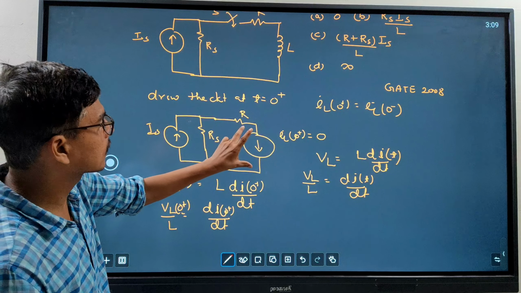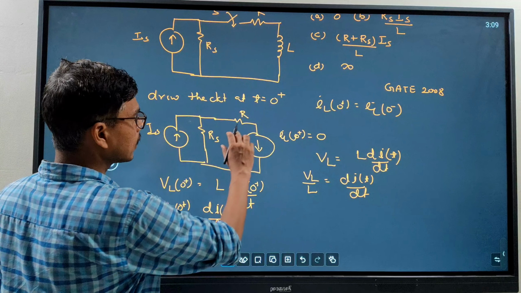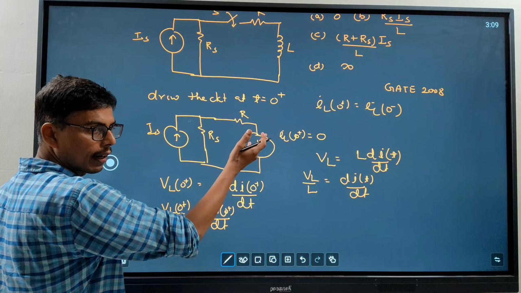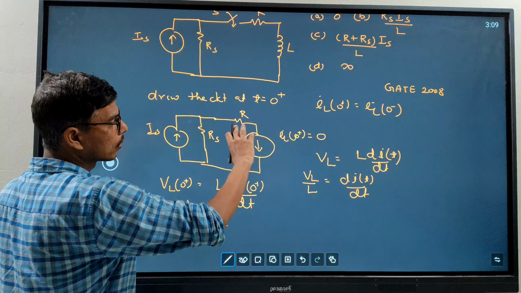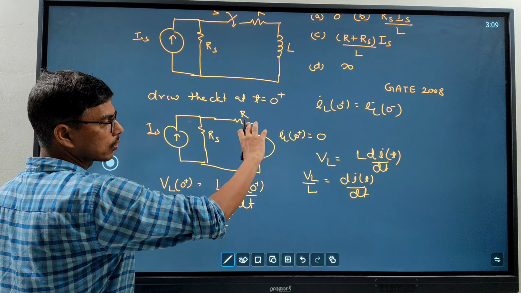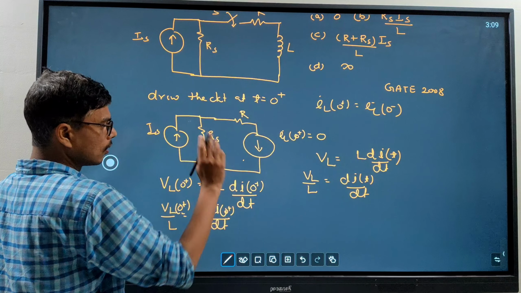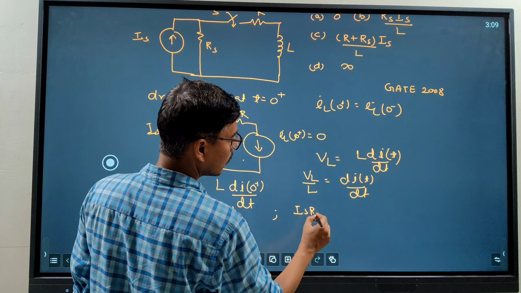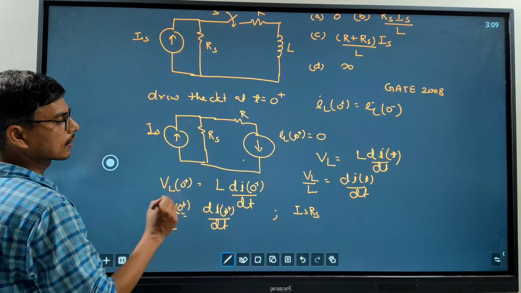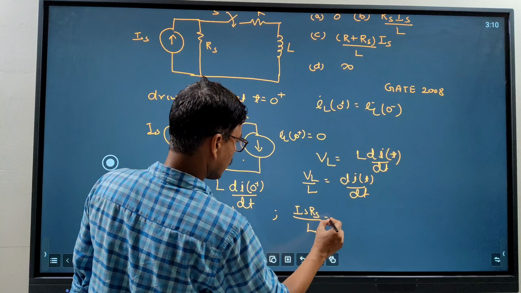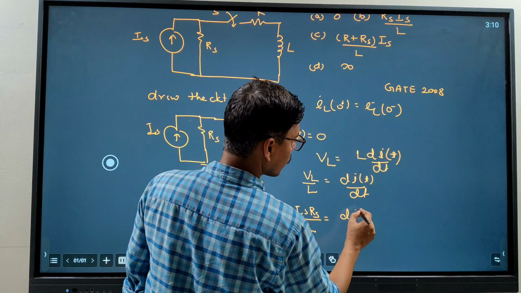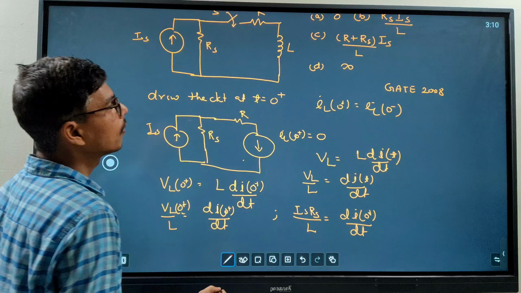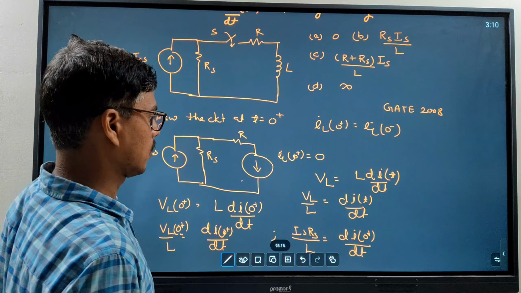VL at 0 plus is the voltage across the inductor. The inductor branch has 0 current, or you can say it is open; open and 0 current are the same. There is no current flowing through this, so this voltage will be the voltage across this. So VL at t equals 0 plus is IS times RS, which equals L di(0+)/dt. Thus you have obtained the answer.